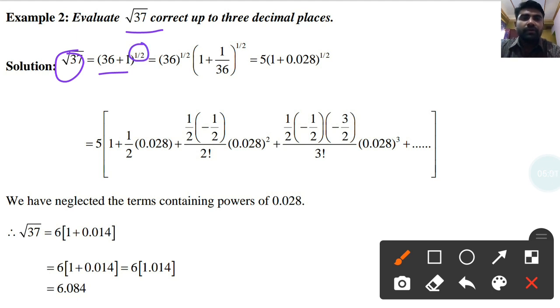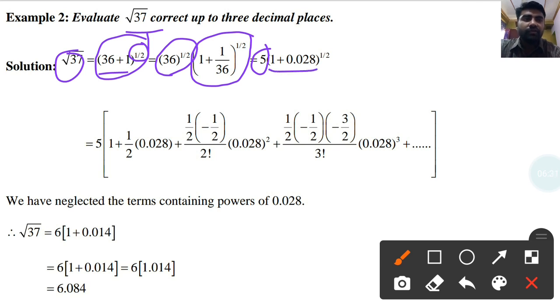Now according to that formula, from this equation we can take 36 common, so 36 raised to 1 by 2, and we are left with 1 plus 1 upon 36 whole raised to 1 by 2, right? So 36 raised to 1 by 2 is 6. Root 36, it is written here as 5 by mistake. 1 plus 1 upon 36, so 1 plus 0.028 raised to 1 by 2.